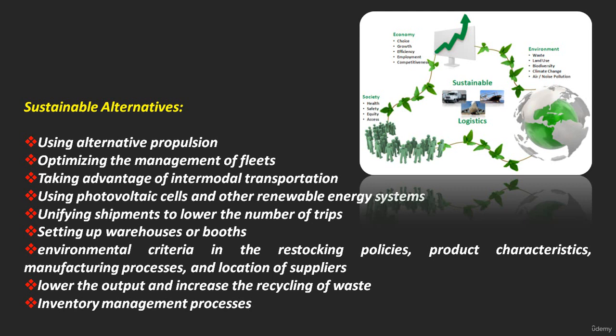And unifying shipments to lower the number of trips, and setting up warehouses or booths where freighters can drop dozens of parcels at a single point, including environmental criteria in the restocking policies, product characteristics, manufacturing processes, and location of suppliers, and implementing measures to lower the output and increase the recycling of waste from warehouses, improving inventory management processes, and reverse logistics.